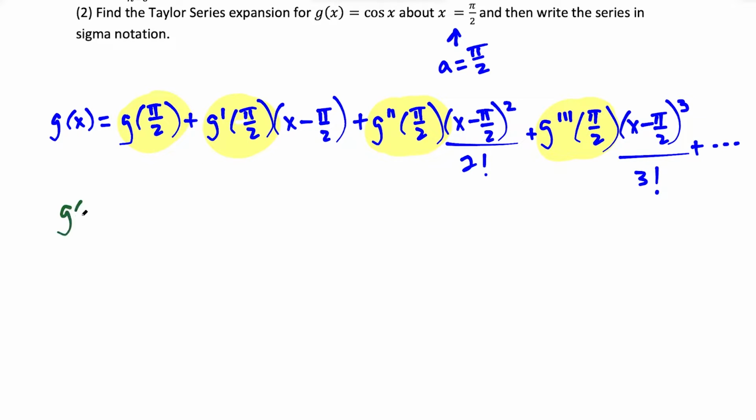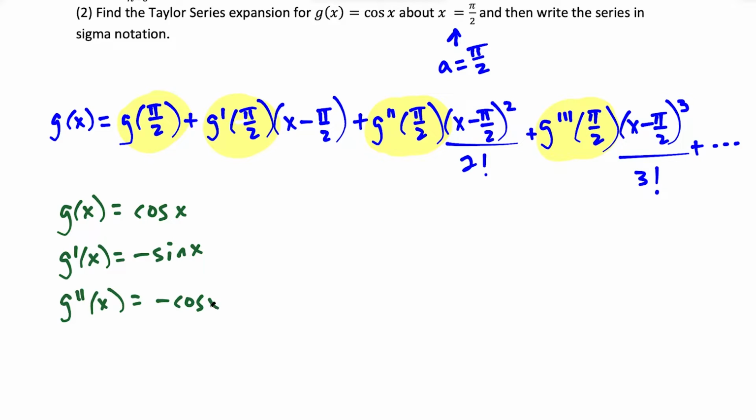g of x is equal to cosine x. And then we could find g prime of x, and that's going to be negative sine x. That is the derivative of cosine x. And then g double prime of x is going to be equal to negative cosine x. And then our third derivative, g triple prime of x, is equal to sine x.